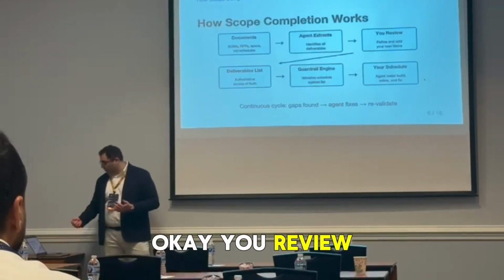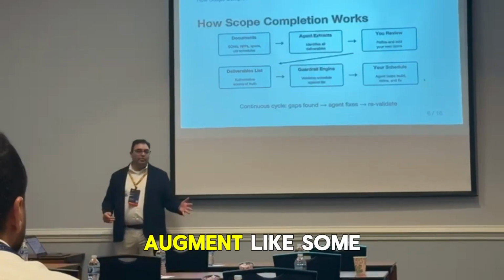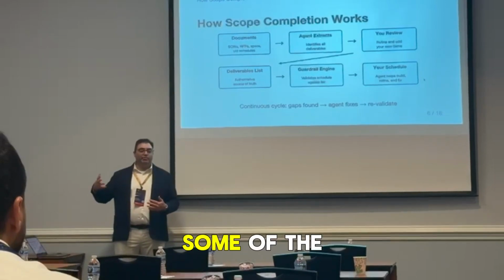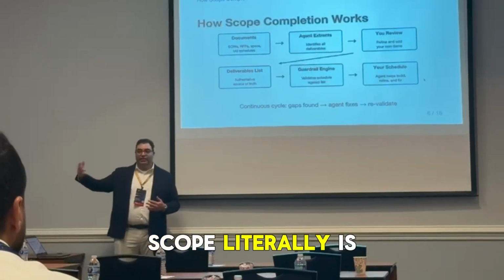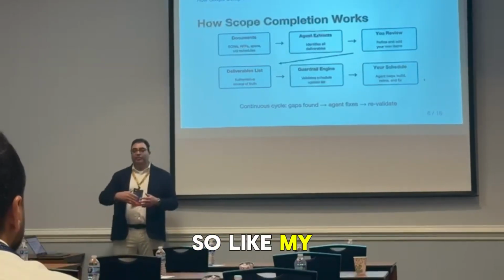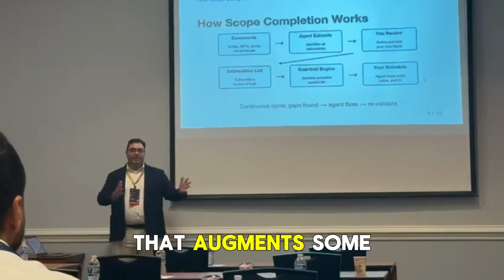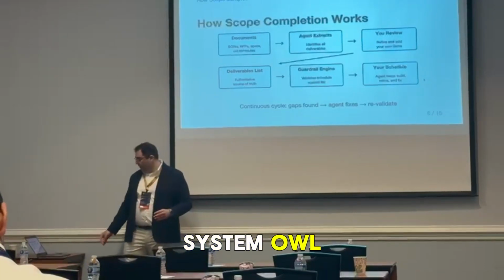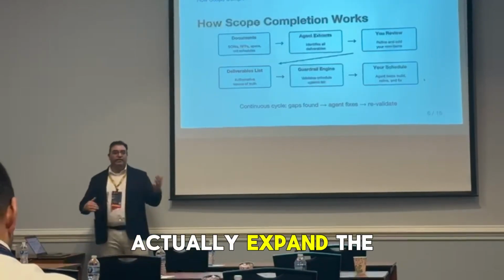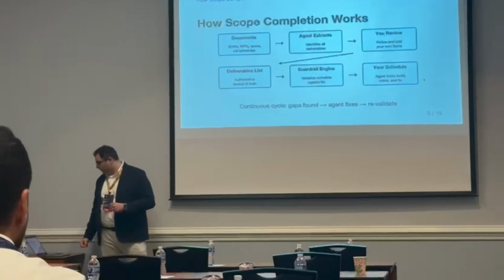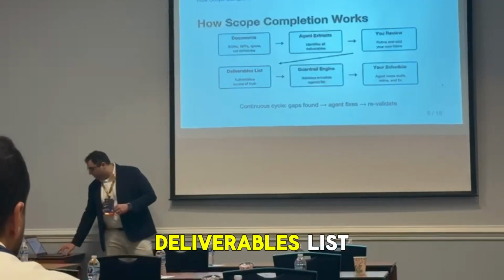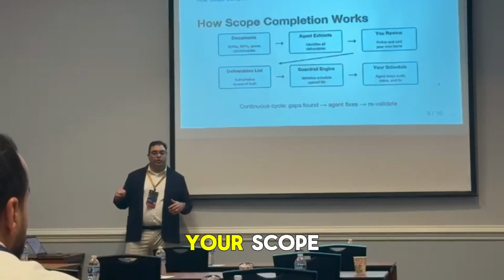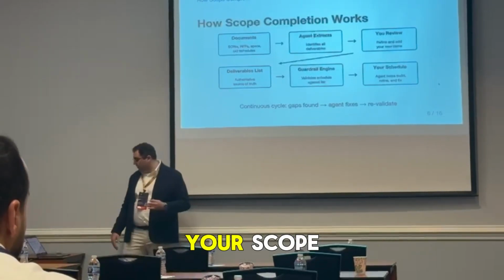Okay, you review, right? You can augment. Some folks who use our tool say that some of the scope literally is in an email, like my boss sent me an email, and that augments some of the scope. You can pull that into our system, OWL, and that will actually expand the deliverables list for you. Once you get that deliverables list, that's the authoritative source of truth for your scope. That's what represents your scope.